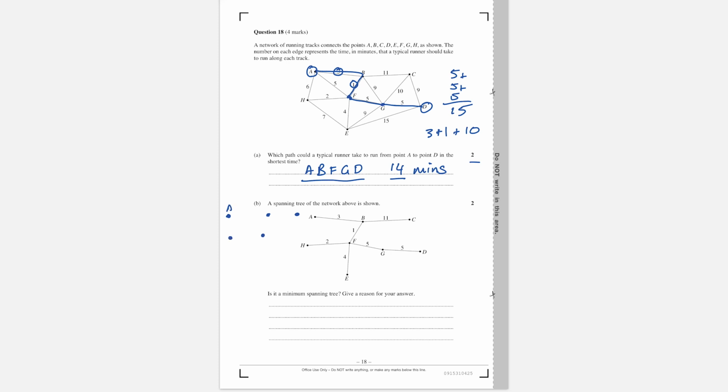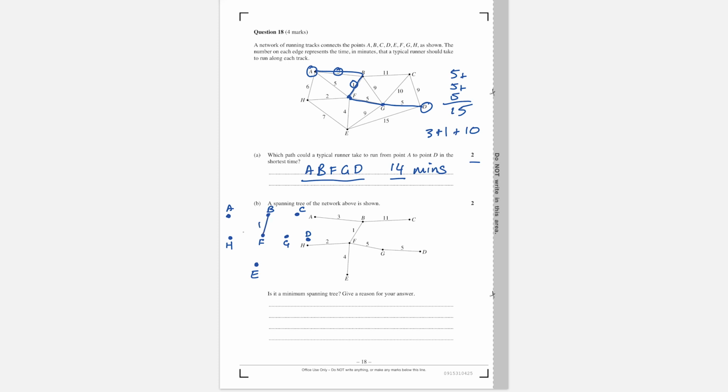Just going to write the names here. A, B, C, F, H. E's down here. We have G and D. All right, so let's go ahead and start with the smallest numbers that are available. So that would be the number 1, and that's going from B to F. So we put that one in first.